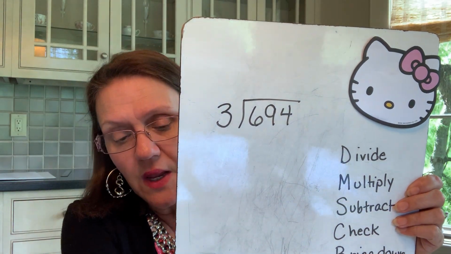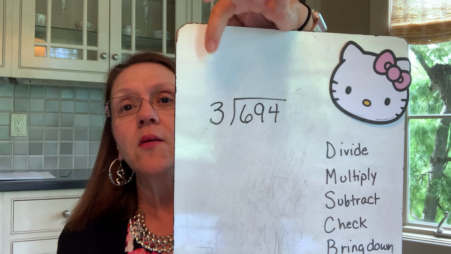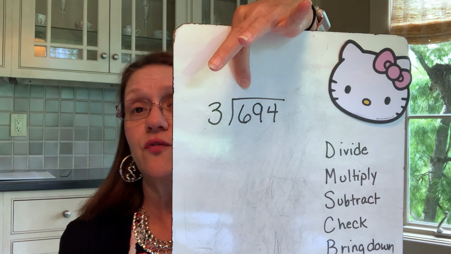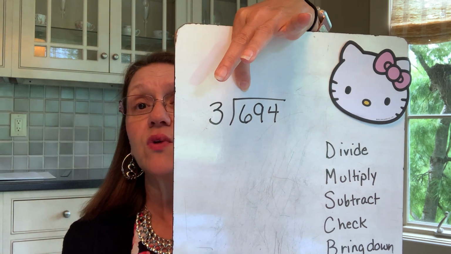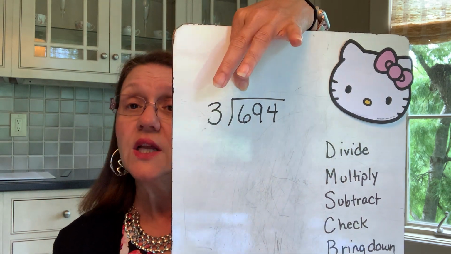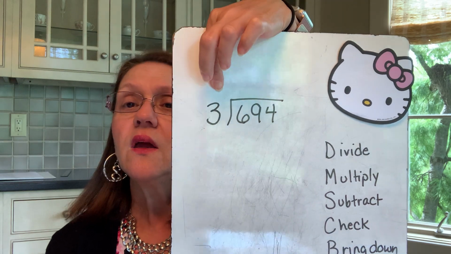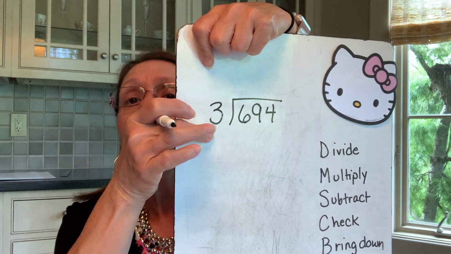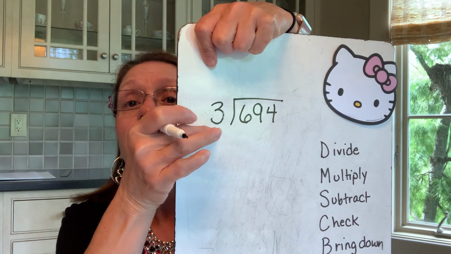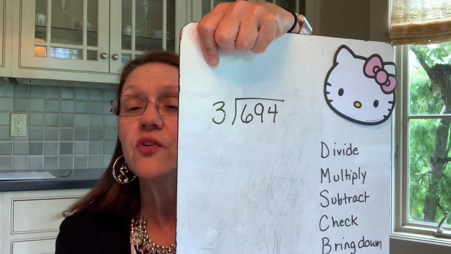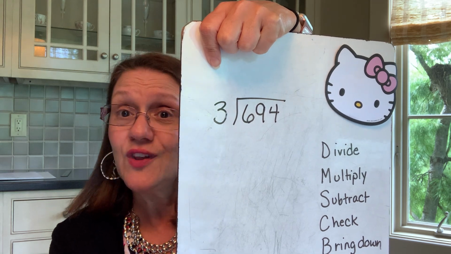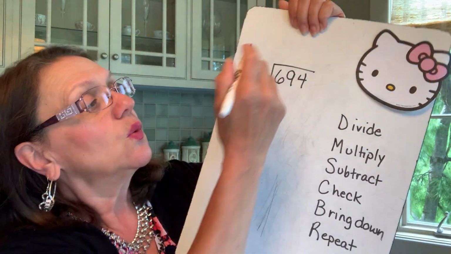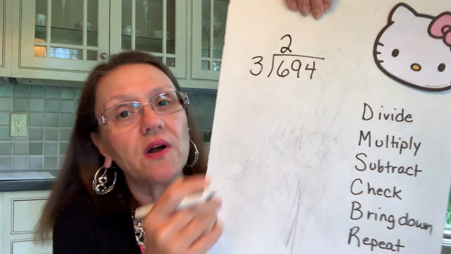So my first step is I look at my divisor and I divide. How many times does 3, and you start with the first digit, how many times does 3 go into 6? Well, it goes in twice. Now, if you struggle with your times tables, another thing you can do with your 1-digit divisor is, before you start dividing, write your 3 times table down here so that you know. But for those of us that know our times tables, we don't have to do that. 3 goes into 6 twice. So we put the 2 up here on top of the 6.